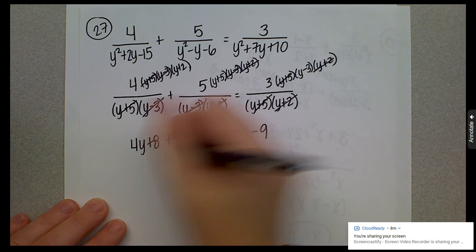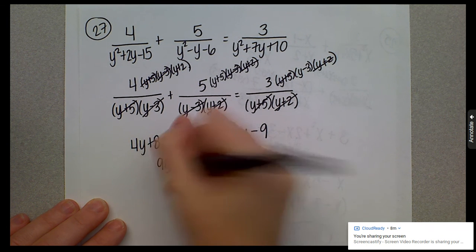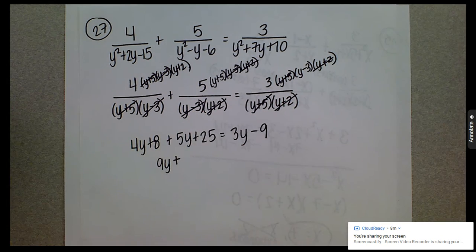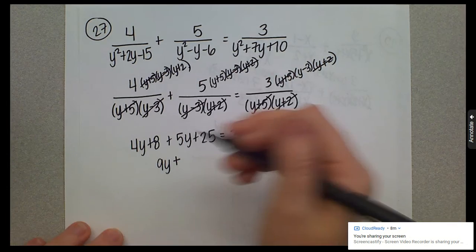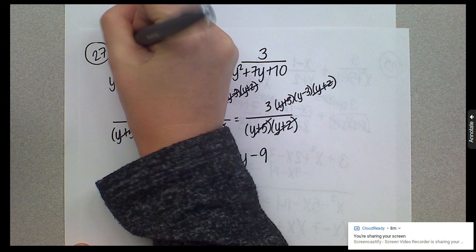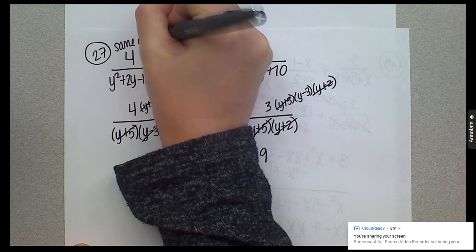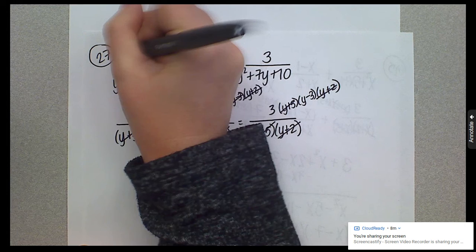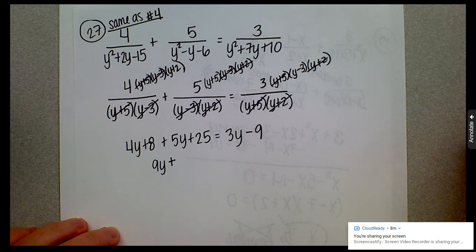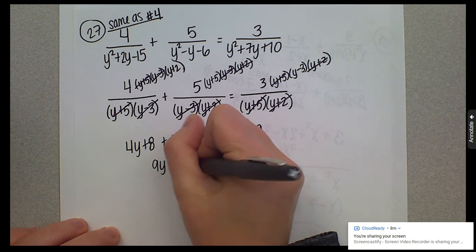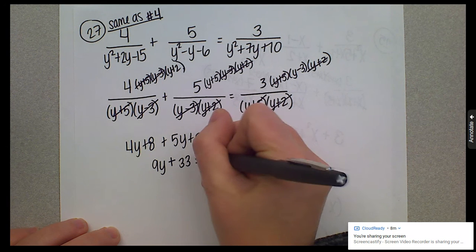Okay. I'll combine like terms on this side. 9y. Sorry, I messed up my wrist today. I feel like I did this problem before, but we'll just keep going. Oh my God, are you even joking? This is the same thing as 4. I'm like, this problem looks so familiar to me. No wonder. It's the same as 4. Well, I'll finish it, but I'm like, dude, I know I did this problem before. Plus 33 equals 3y minus 9.